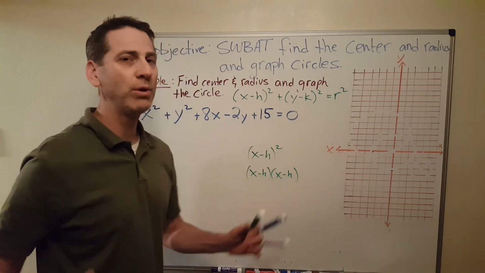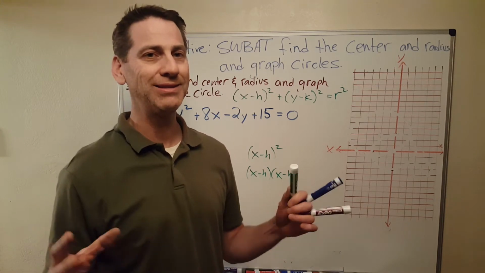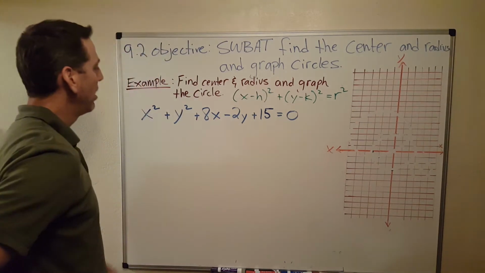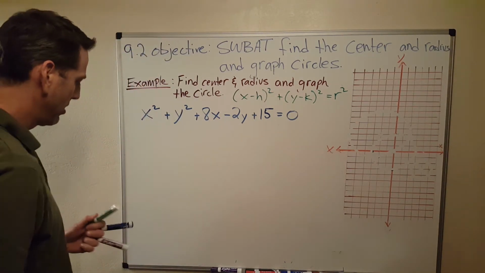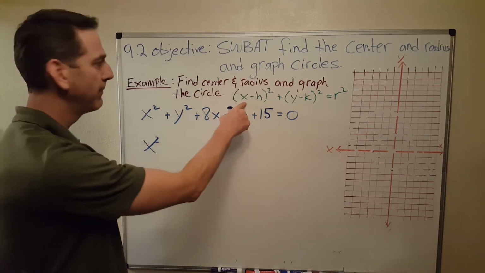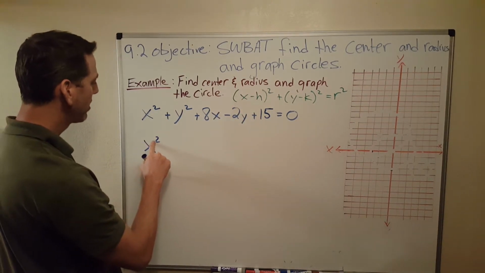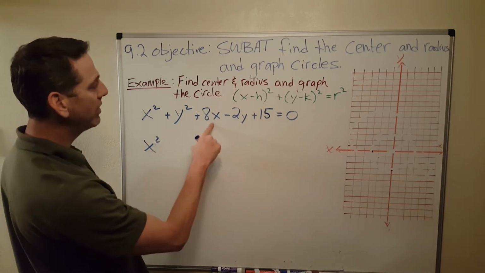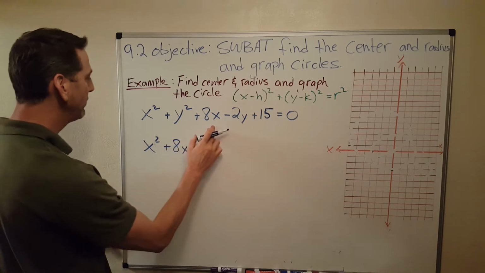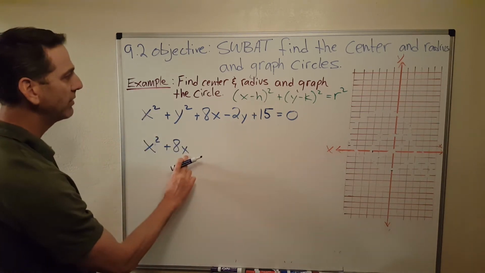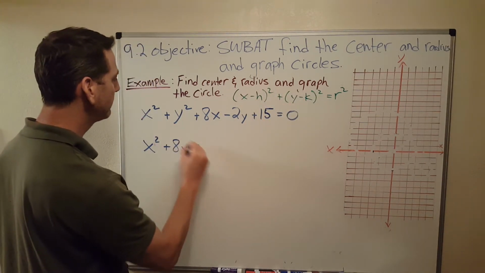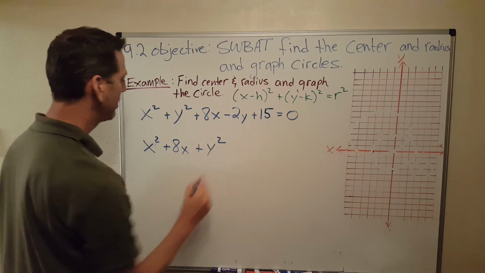But in order to do that, we really need to get our x's and our y's together. All right, so let's go ahead and do that. We have x squared right here. I'm going to start with my x's because those always come first anyways. So I have x squared, and then I'm going to skip over and I got an 8x right here. I'm just going to put these together, because I need all my x's together. Now I need all my y's together. So I got plus y squared.